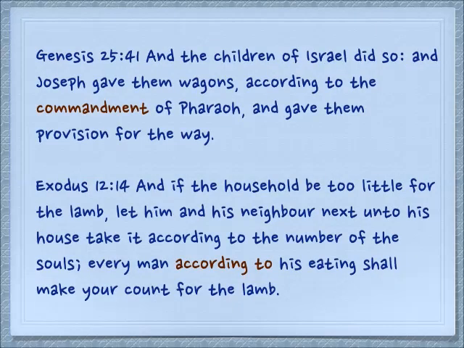Some other translations for this word peh. Genesis 45:21. And the children of Israel did so, and Joseph gave them wagons according to the commandment of Pharaoh. What came out of Pharaoh's mouth? A commandment. And gave them provision for the way. In Exodus 12:4, and if the household be too little for the lamb, let him and his neighbor next unto his house take it according to the number of souls. Every man according to his eating shall make your count for the lamb.